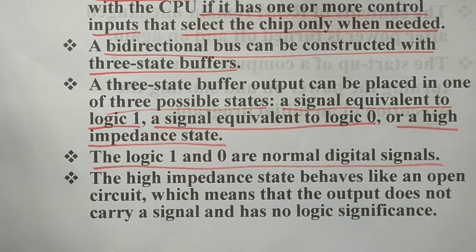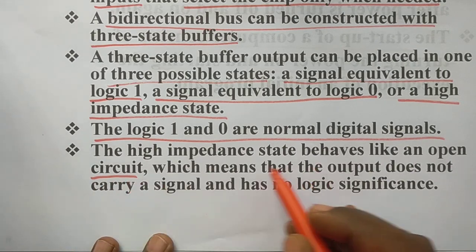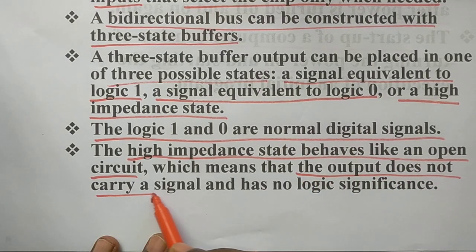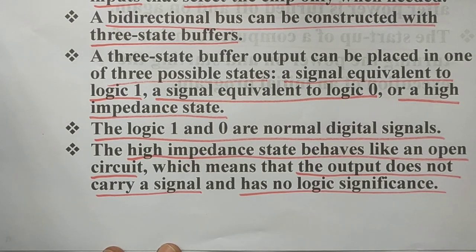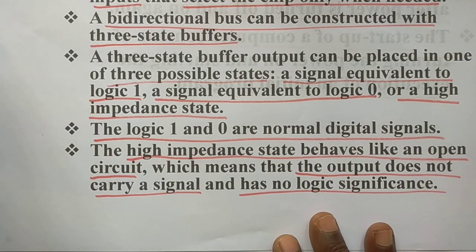The logic 1 and 0 are normal digital signals. We know that because 1 and 0 are normal digital signals. The high impedance state behaves like an open circuit. I told you now, high impedance means it is an open circuit, which means the output doesn't carry a signal and has no logic significance. It means it is open. Open means whatever the data, there is no output. Okay, the output doesn't carry a signal, because once it is closed, then we can find out whatever data is provided to the circuit and according to that we can get the output. But since it is open, the data passes without any obstacle or measurement and does not give any signal. So in that case the output doesn't carry any signal whatever the input provided. Okay, and it has no logic significance, because it is open.